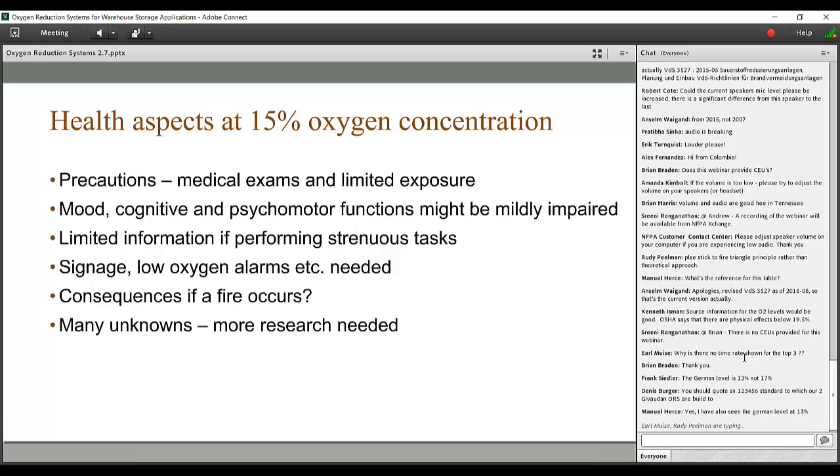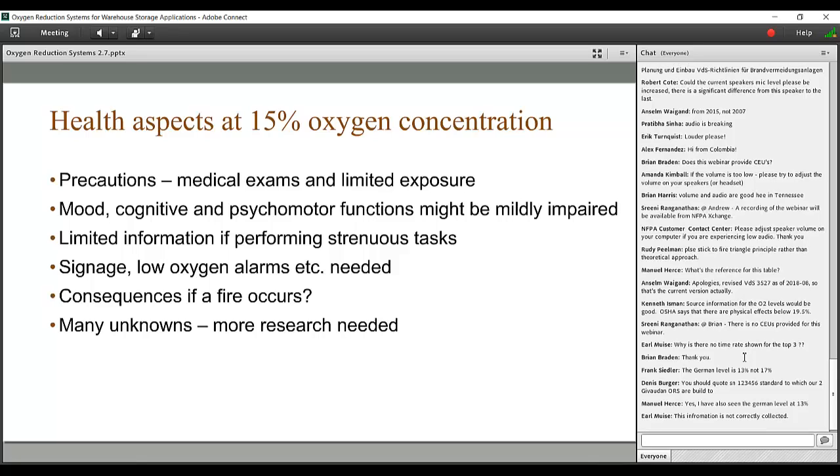And even so, if you look at the guidance documents, once you get to even 15% oxygen concentration, there are requirements that workers in those areas should undergo medical exams and have limited exposure. There are concerns about motor functions and cognitive abilities in these periods. You need to think then about signage, oxygen alarms, and different issues. And then what happens when a fire occurs and you might have opening of ventilation openings and so forth.